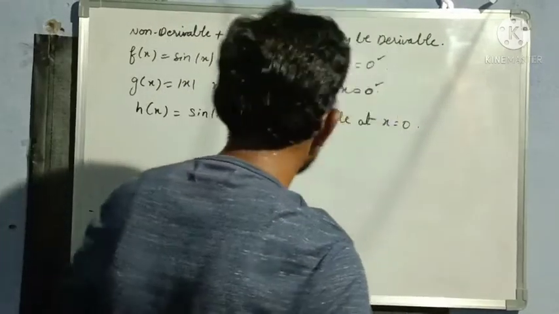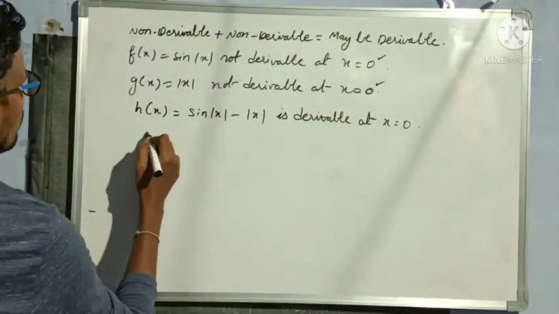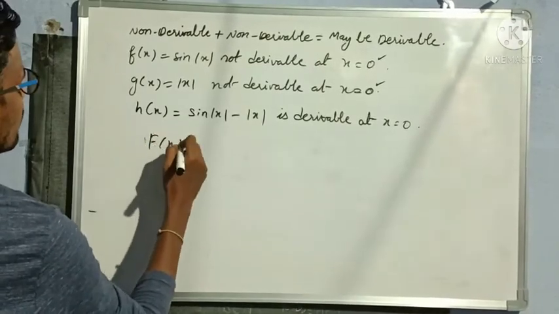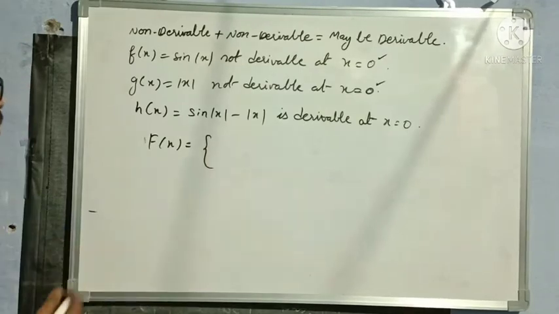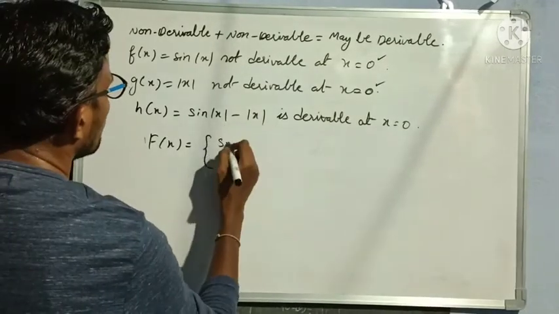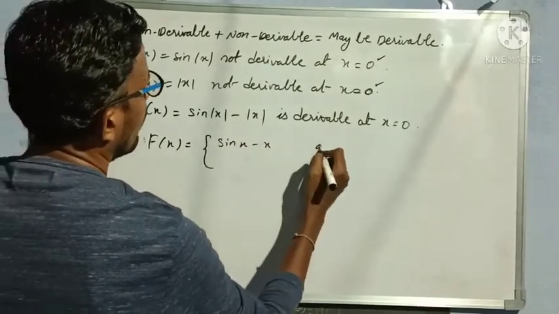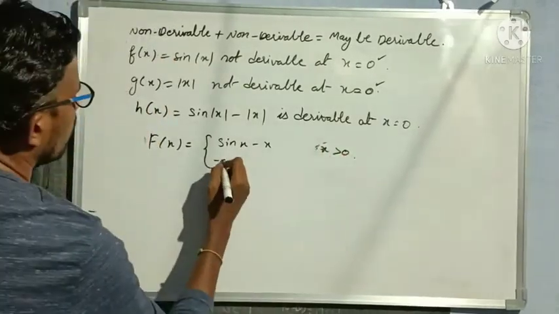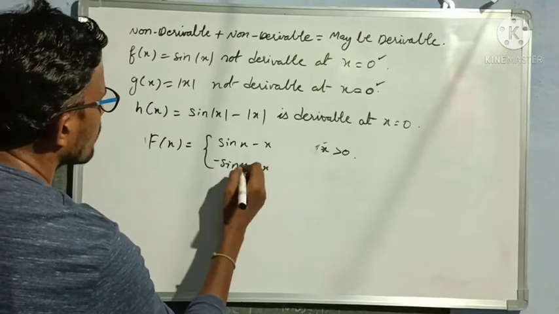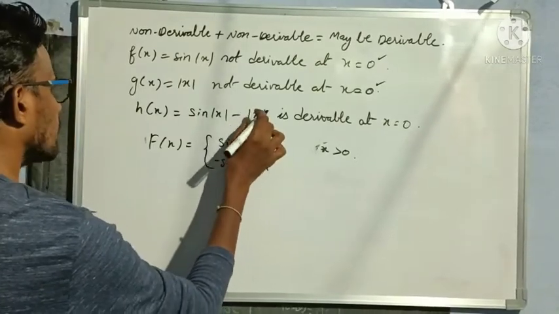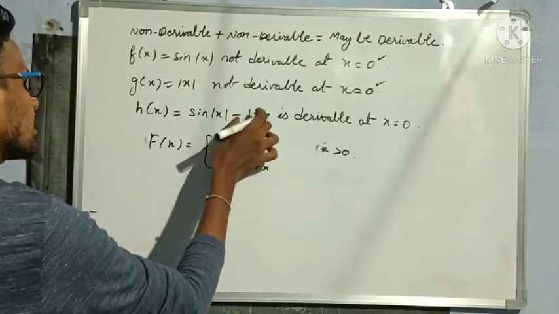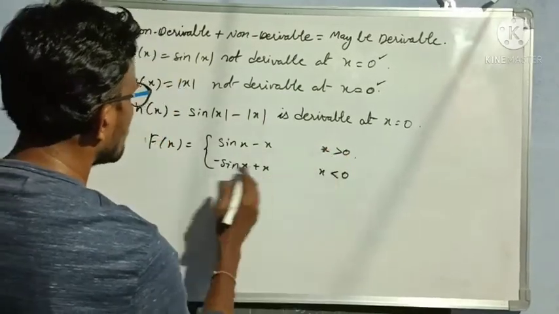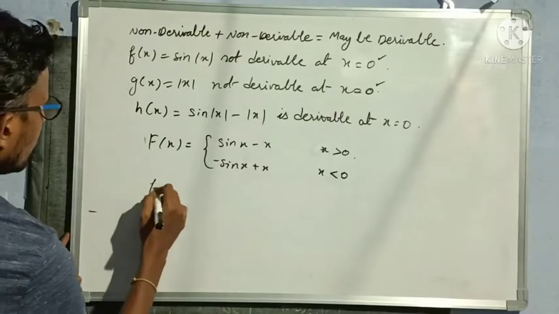So when we open the mod, one more function I am taking, capital F of x, is equal to sin x minus x when x greater than 0, and minus sin x plus x when x less than 0. Why? Because the modulus value becomes minus, and already minus is there. Minus of minus becomes plus. So when x less than 0, the value is minus sin x plus x. So now let us see f dash x.